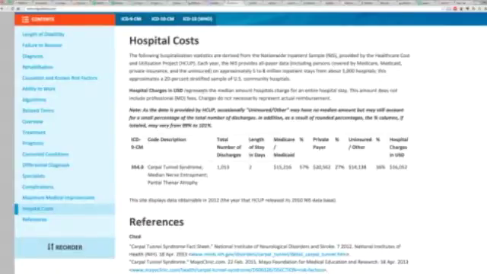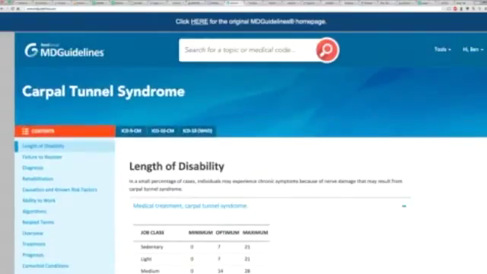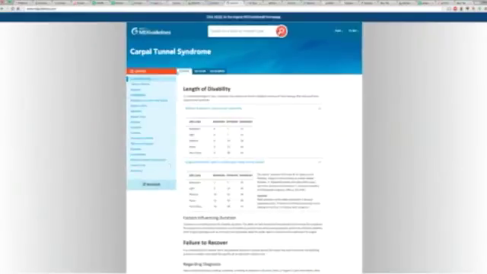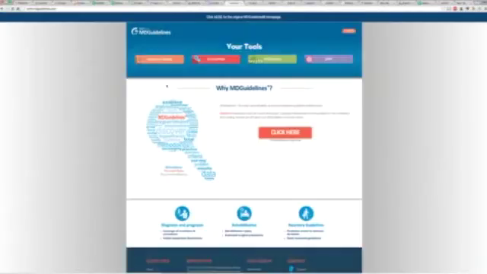Hospital costs are US-based information, so not really relevant for us. So that's the guidelines. That's how you use them, and that's the information you'll find. Now the other two bits I wanted to show you.